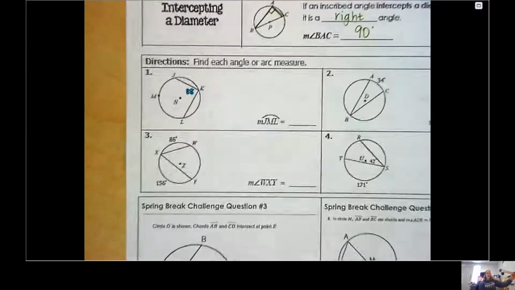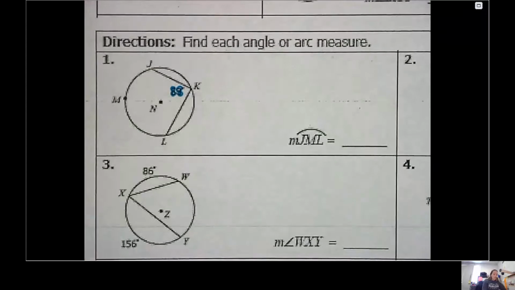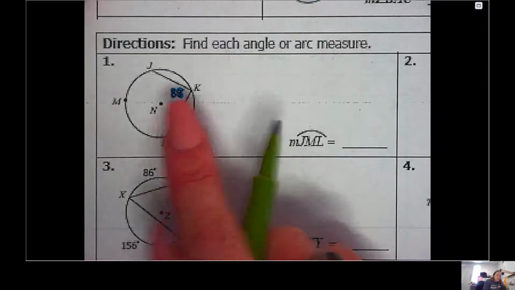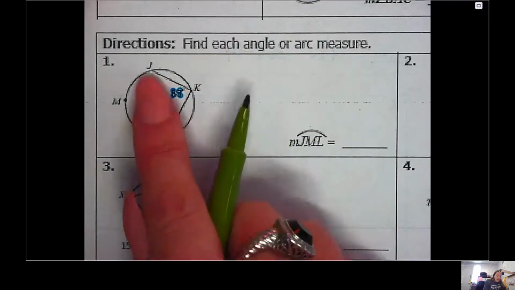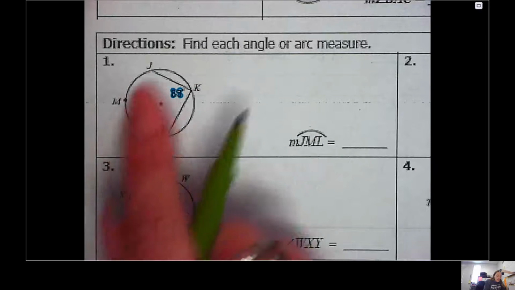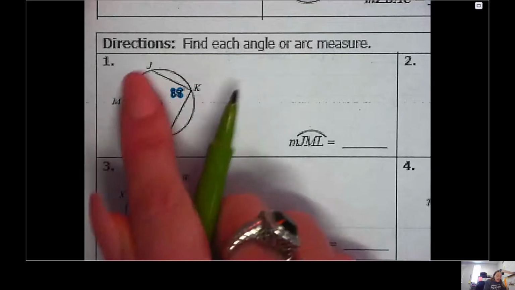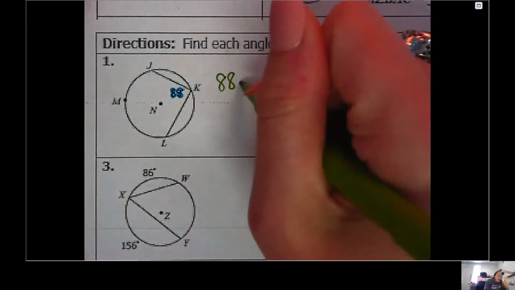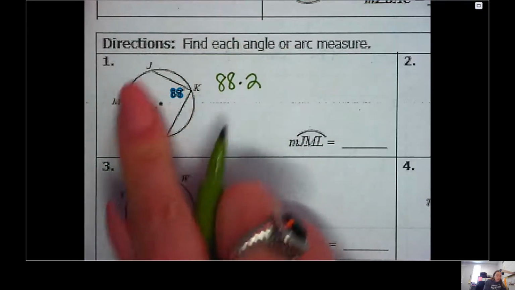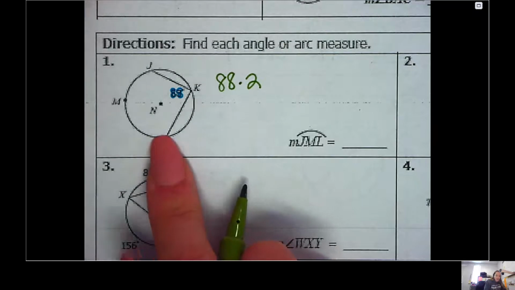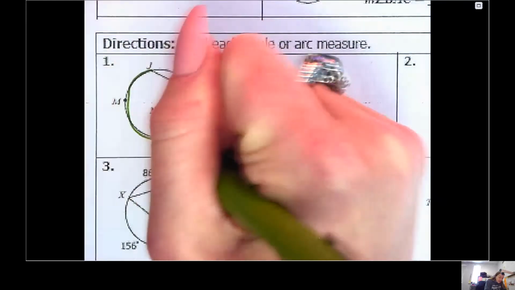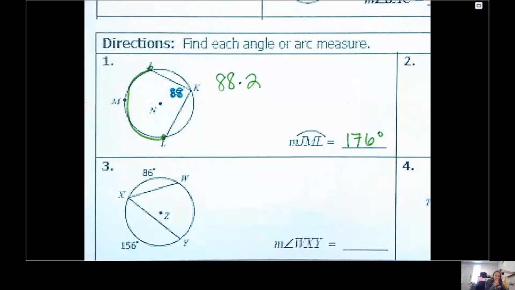All right, so let's do a couple examples here. Find each angle or arc measure. So this says 88. I'm sorry, I know it's hard to see. This is the inscribed angle, and I want to find the arc measure of JML. So I want to find this piece. So I take the angle and I just multiply the angle times 2, and that will give me the arc. So 88 times 2 is 176 degrees. So this arc from J to M to L is 176 degrees.